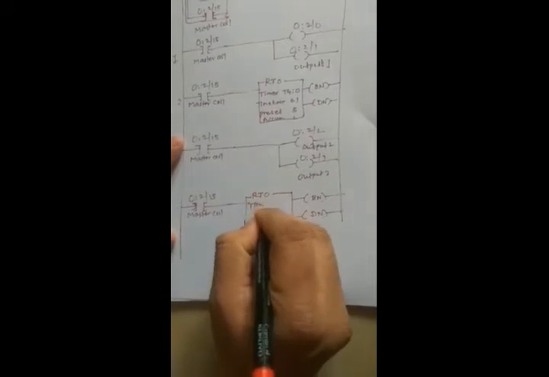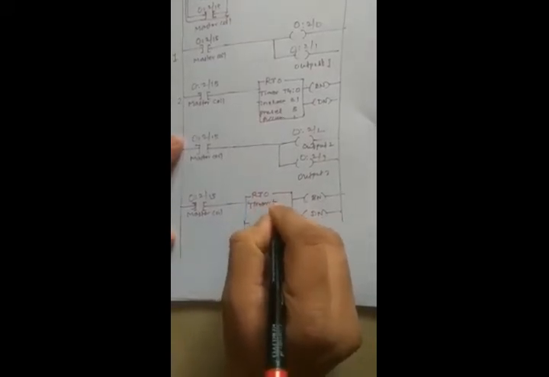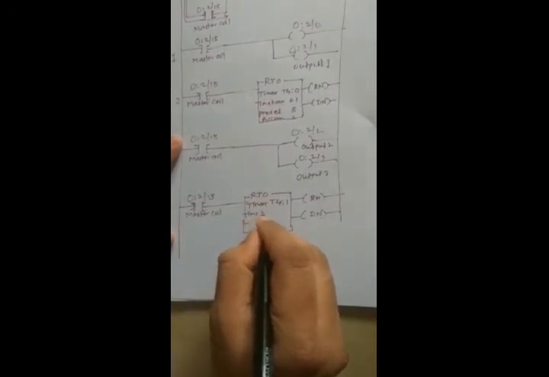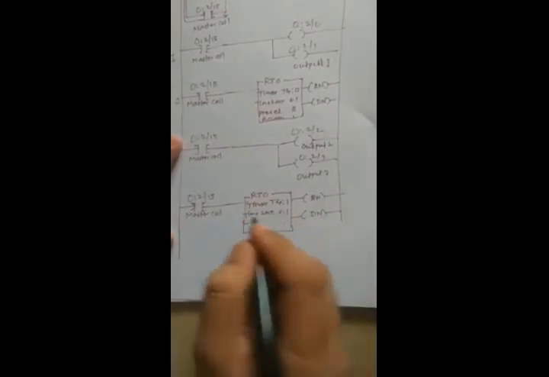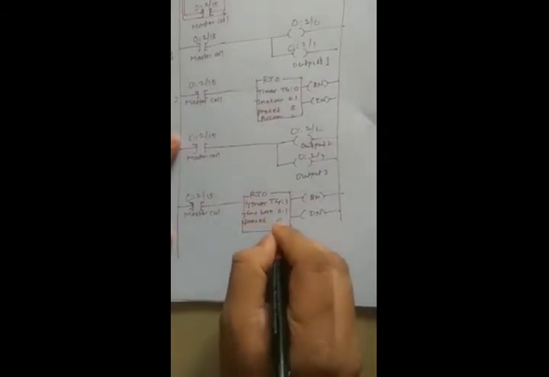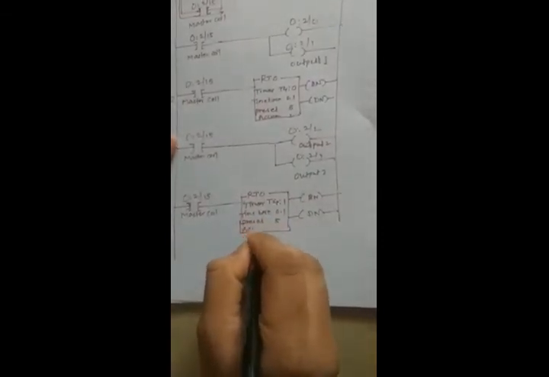Write down the timer which you have to use over here, T4:1, then time base 0.1 as usual, then preset value, this is for 5 seconds. Again the accumulator value will definitely start from 0. So you can extend the rung in this way.